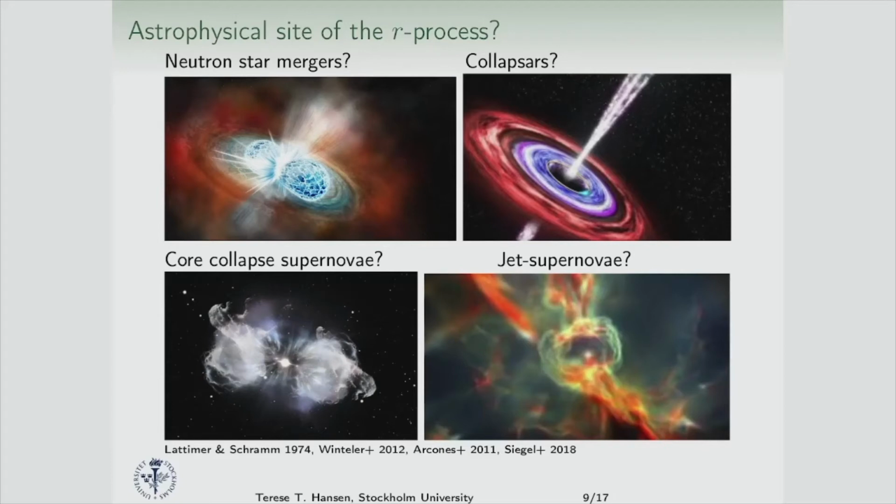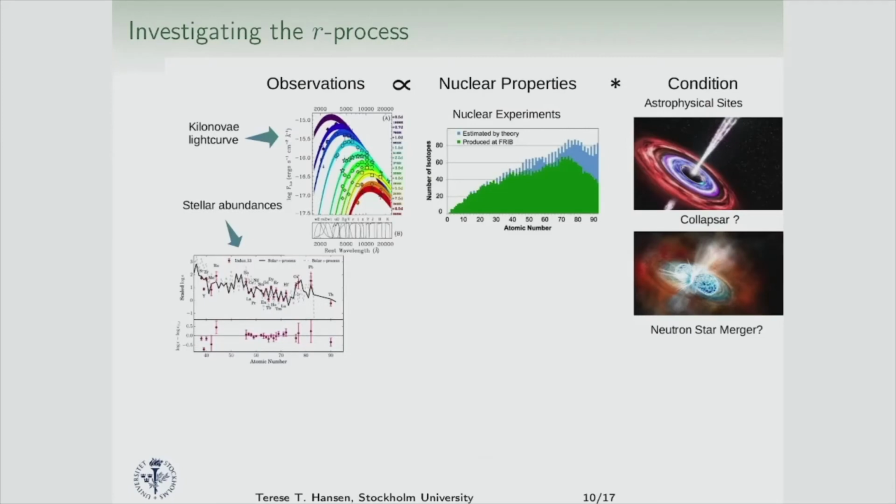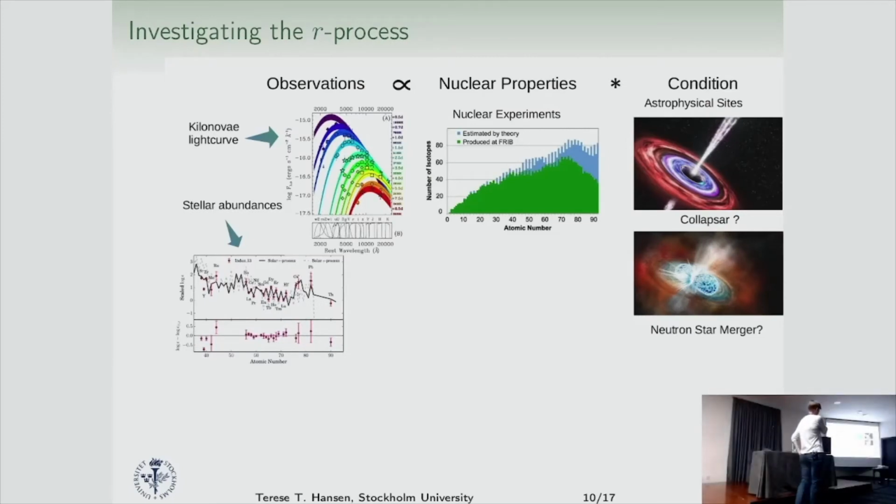Collapsars and jet supernovae have not really been observed, but they may be active in the early universe. So we kind of want to figure out what the picture is for producing these very heavy elements in the early universe. And that leads on to the second observational campaign.